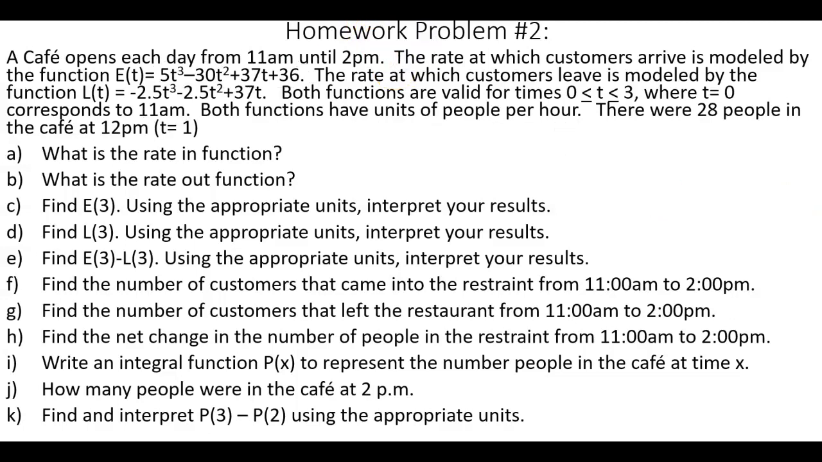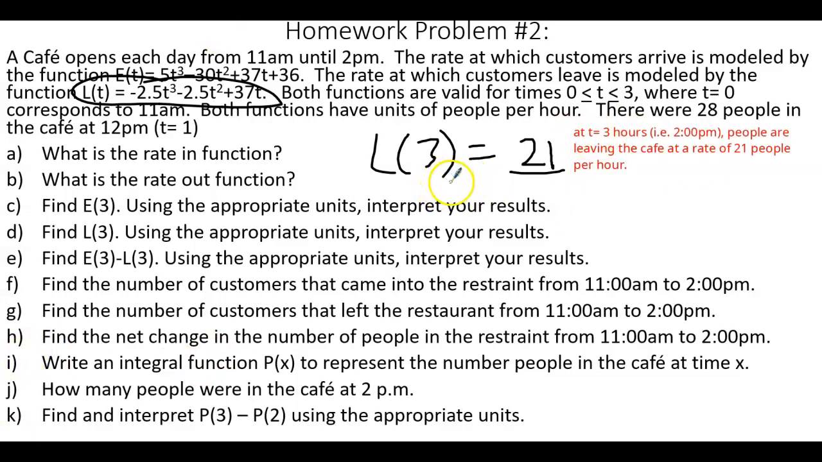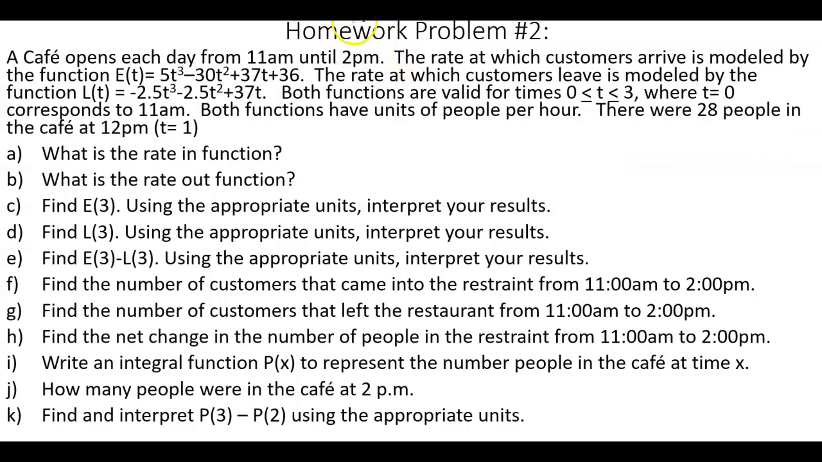Let's go ahead and take a look at part D now. Part D, we want to find L of 3, and once again, all that means is we're going to be plugging it into this function here and interpreting our results. So I have 21, and that's what my calculator gave me whenever I plugged it in, and the interpretation of that would be what you see over here. At t equals 3 hours, that is 2 p.m., people are leaving the cafe at a rate of 21 people per hour. So the rate at which they're leaving seems to be greater than the rate at which they're entering at that time. Our answer to C was only 12, but our answer to D is 21.